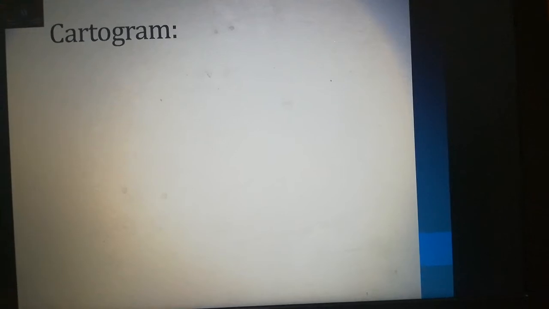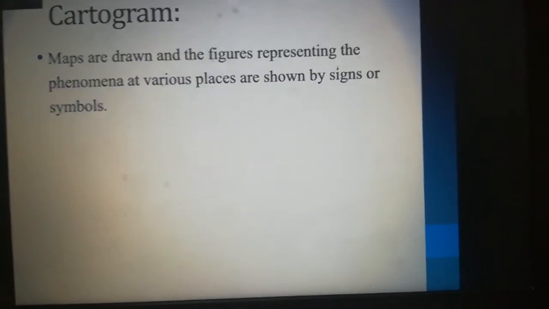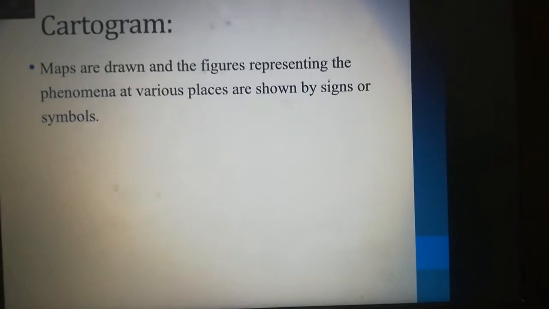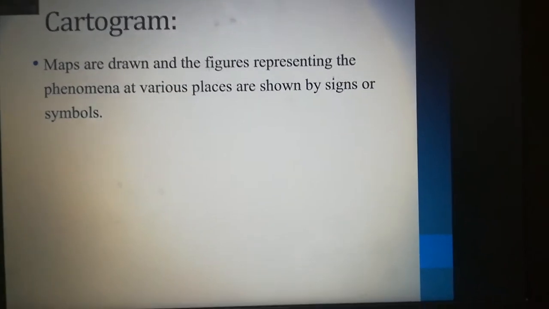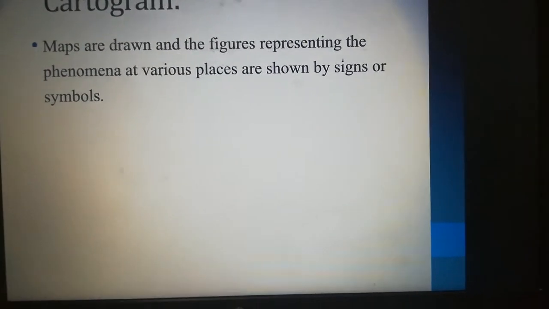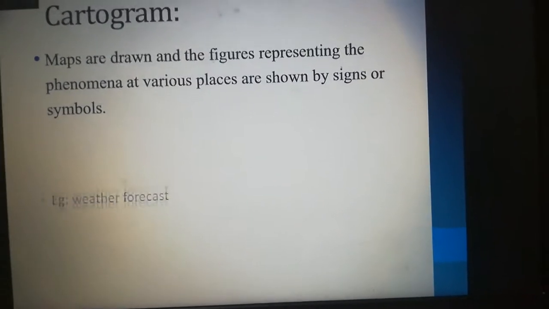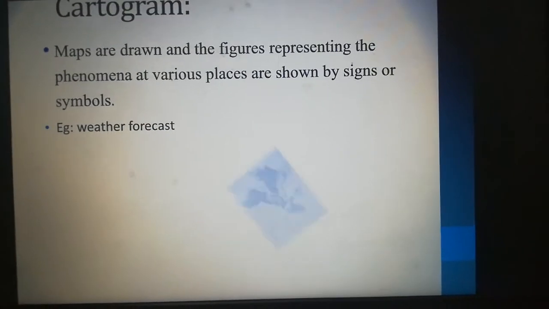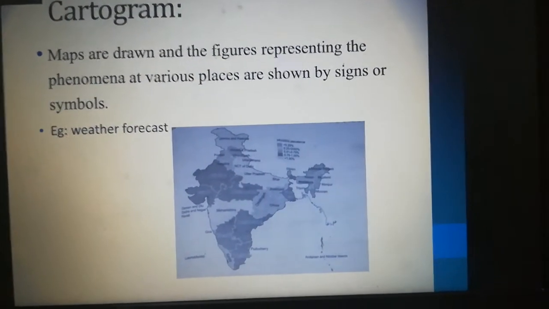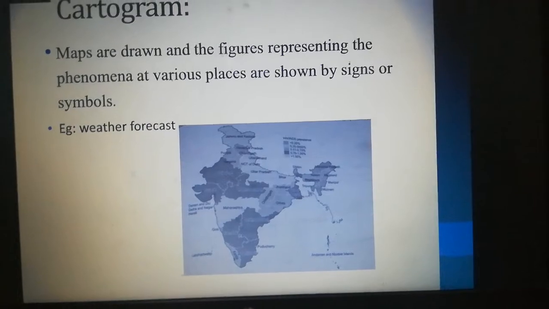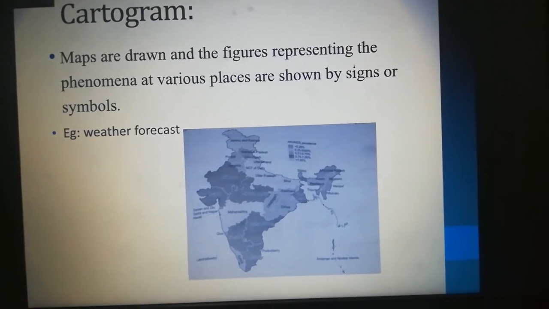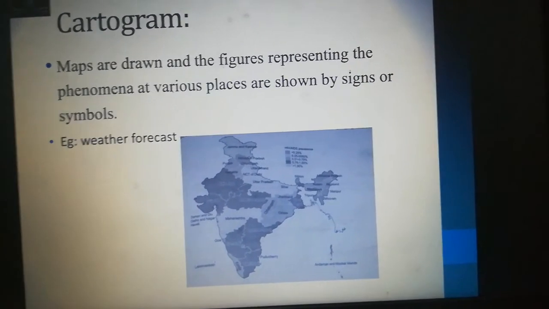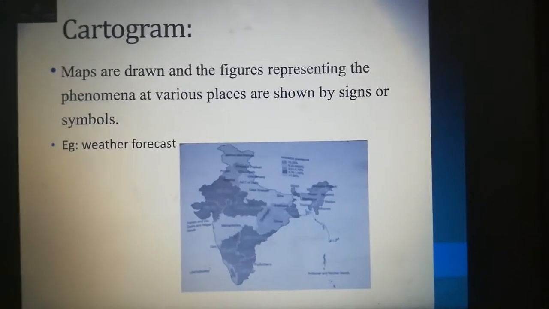Next is the cartogram. What do we mean by cartogram? Maps are drawn and figures represent phenomena at various places by signs or symbols. For example, the weather forecast in India shows which districts are affected, where a cyclone hit, where there is heavy rain, and all this. So that's about the cartogram.